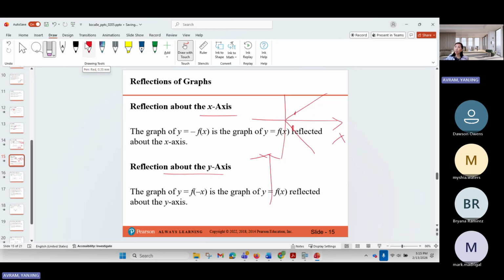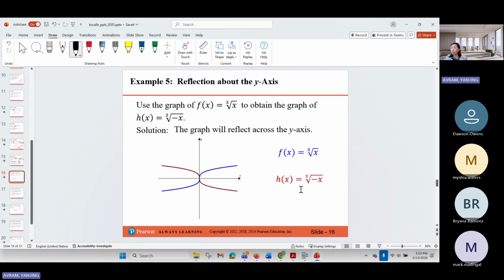It's kind of like this way right here. Okay, so you have f of negative x equal to f of x, right? So that's reflection across the y-axis. All right. Look at this one right here. This is a reflection across the y-axis. So how do you graph this one? Look at it. I have f of x equal to cube root of x, right? And I want to reflect across the y-axis. I replace x by negative x. So you have this red one in here, okay?